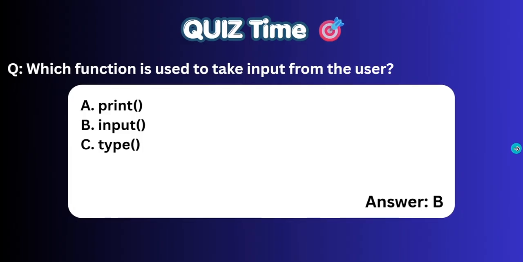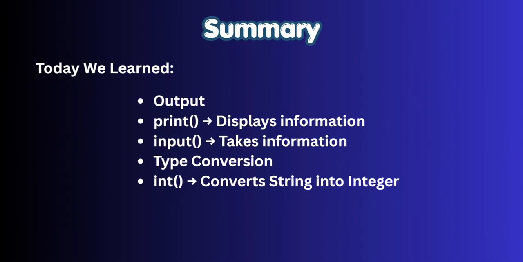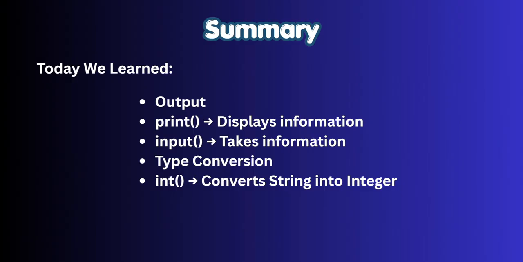So today we learned output means displaying information using print function. Input means taking information from the user using input function. And we also learned that input function always returns a string, which is why type conversion using int function or float function becomes very important. These are the basic building blocks of every interactive Python program.